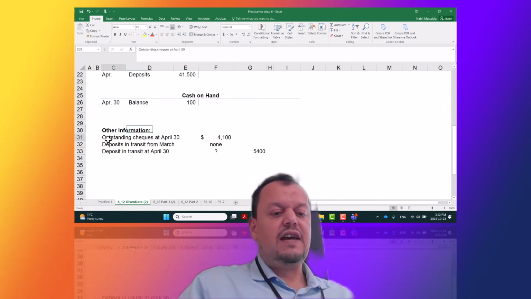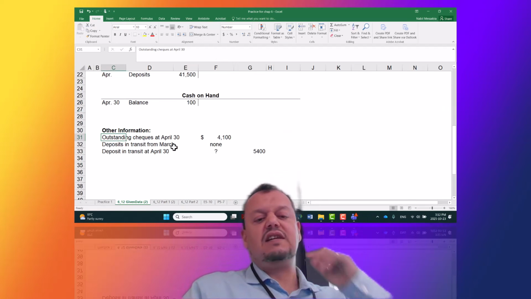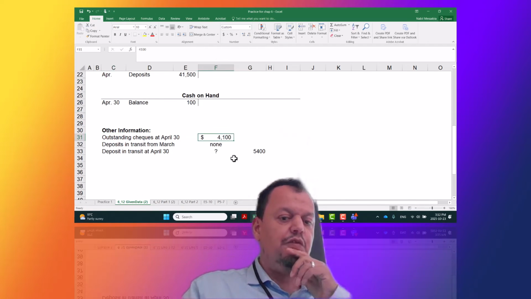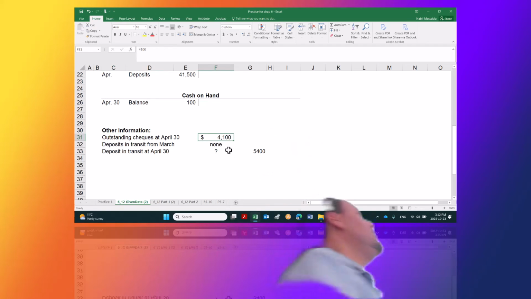So they say outstanding checks as at April 30, $4,100. Is this a reconciliation item? Which means, is this an item that created that discrepancy? Is it an amount which is known by one party, ignored by the other?